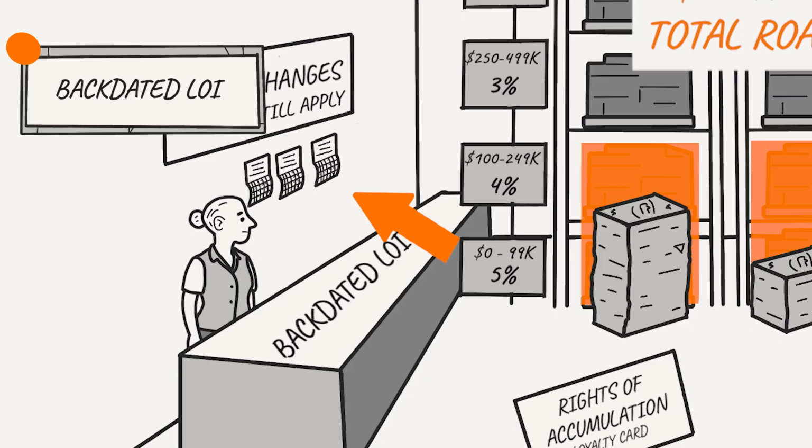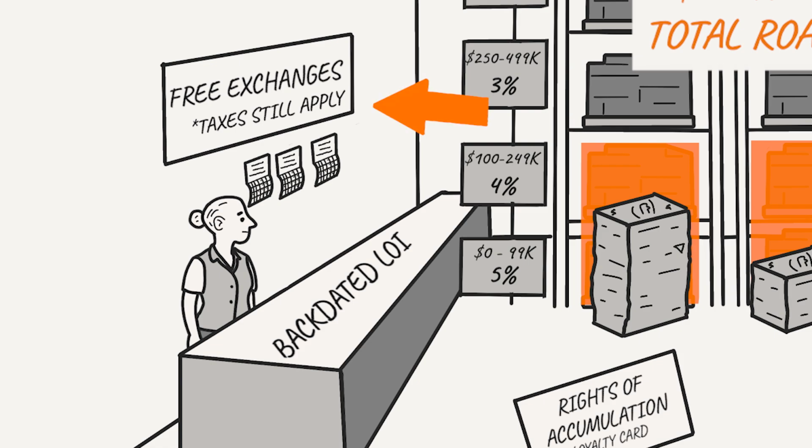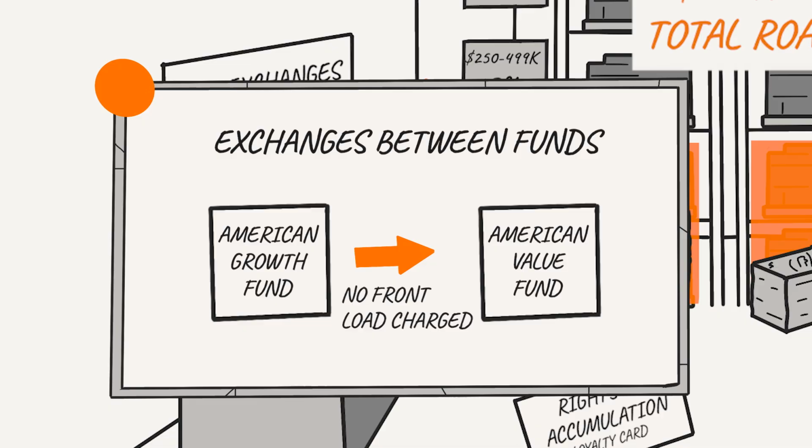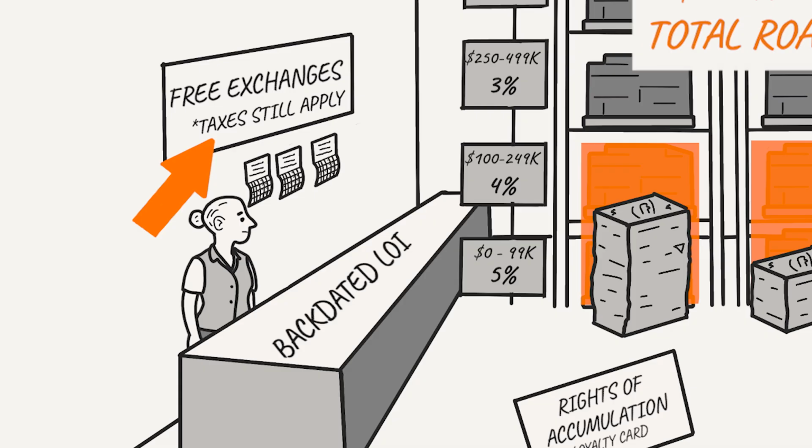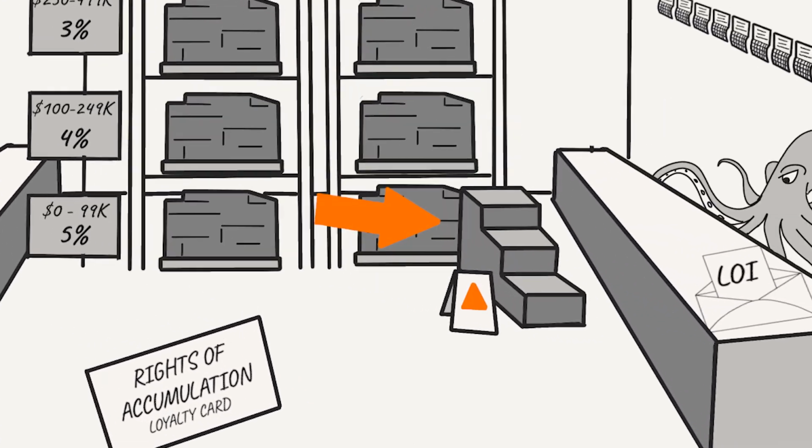Now, while you're at customer service, you also notice that there's a sign. It says free exchanges. That's because mutual funds typically let you exchange between funds without having to pay another load. So if you're in the growth fund and want to transfer it to the value fund, you can exchange into the value fund without paying a new upfront load. Notice there is a note that says taxes apply, because while you avoid the fee up front, the IRS still sees it as a taxable event. So when you pay your taxes, it's going to be like a sell and a buy if it's done in a taxable account.